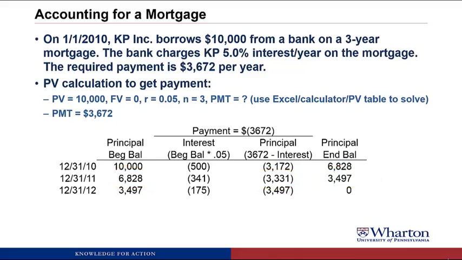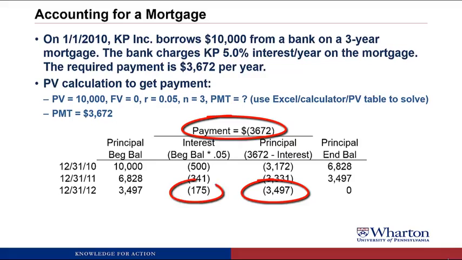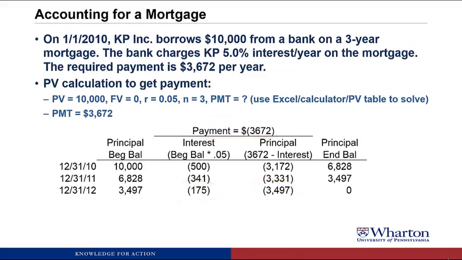And then we get to December 31, 2012, which is the end of the mortgage. So coming in, the balance is $34.97. The interest portion is $34.97 times 5%, or $175. So we're making the same payment of $36.72, which means that the principal portion is $36.72 minus $175. And voila, that's exactly how much principal we owe. So after we make the last payment, the principal balance is zero.